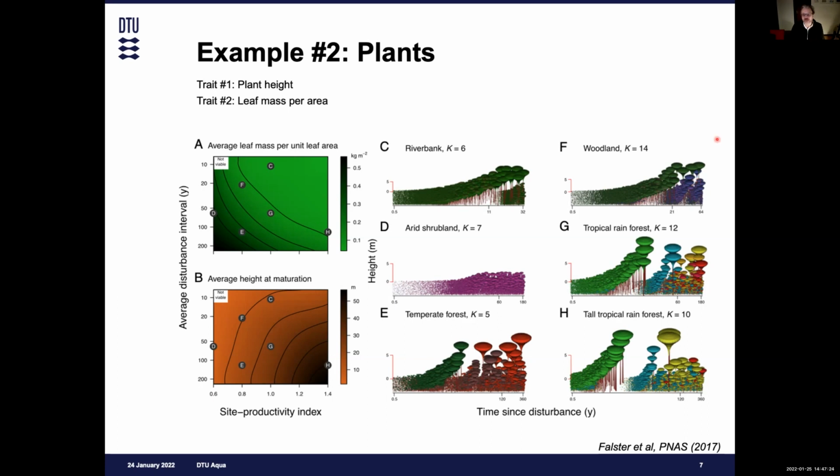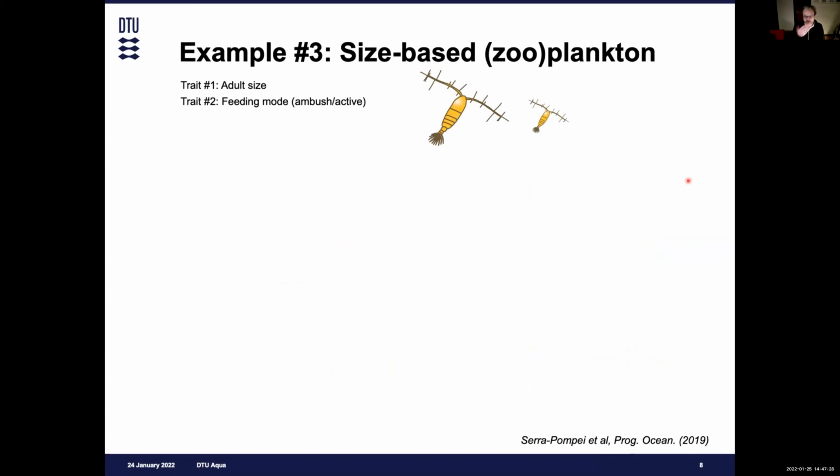So, and these essentially are the trait distribution that we want to calculate. Another example is from our own work in the center. That's work by Camilla Serra-Pompei, who made models of zooplankton, in particular copepods, again with two traits. It's very similar in a sense conceptually. The main trait was adult size, which corresponds to the plant height. The other one was a measure of the pace of life, just discretized into either are you an ambush feeder, so slow growing typically, or an active feeder, which is fast growing but with a higher risk.